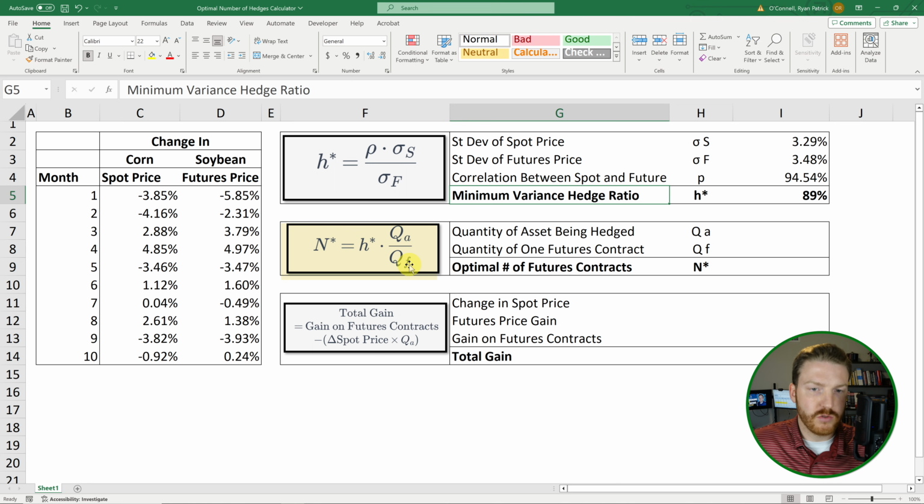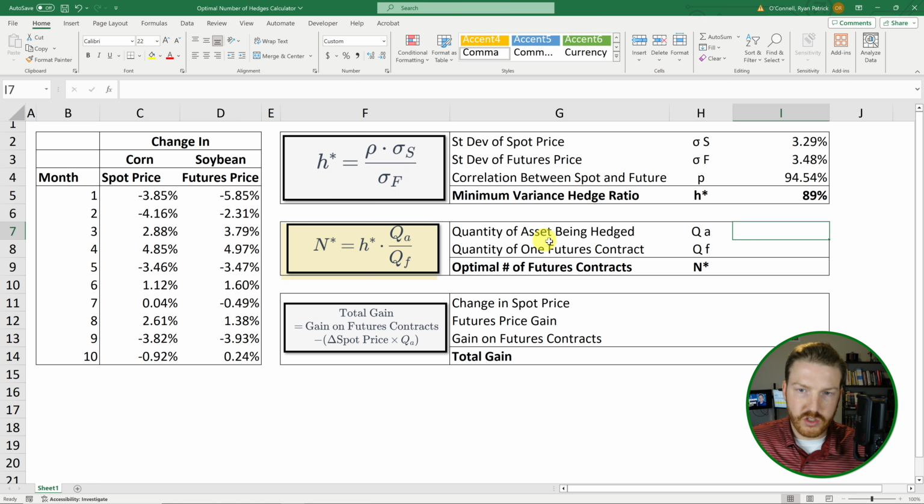So what the amount of, let's say, bushels of soybeans that are underlying one futures contract. And so for this example, let's just say that we've got about 400,000 bushels of corn that need to be hedged, and that each futures contract is underlied by about 5,000 bushels of soybeans. So let's just go ahead and calculate our optimal number of futures contracts.